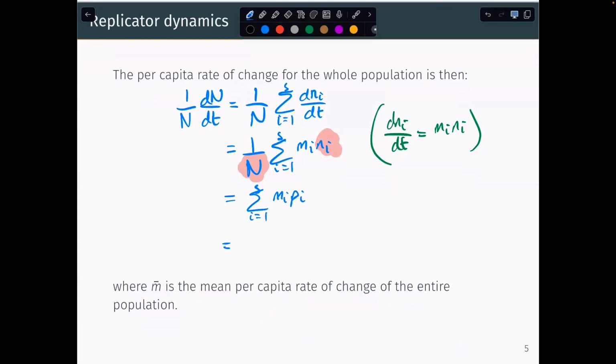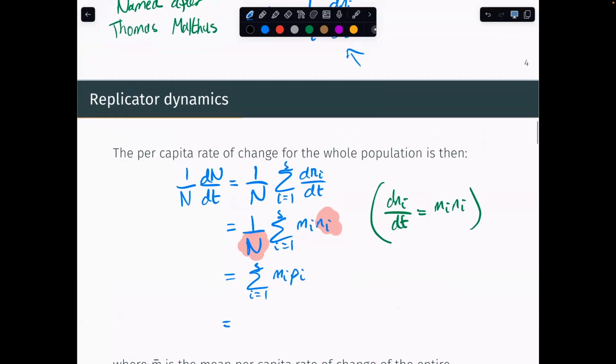Can anyone tell me what this is? This is a sum. And if you think of this as being the sum of the per capita growth rate of individuals of phenotype i times their frequency in the population. So as a whole, what is this thing telling us? Would it be something we always expect? Yeah, so we've kind of given you the answer here in some ways.